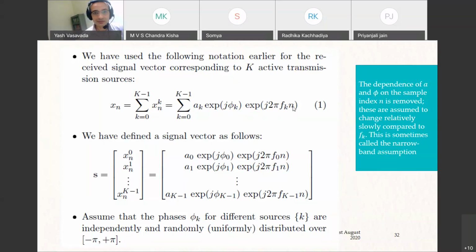If I make n very large, if I change n from 0 to some very large number, then yes, if I'm collecting a lot of samples, instead of collecting maybe 50 or 100 samples, if I start collecting 1,000 or 10,000 samples, then obviously A's and phase will exhibit variation. But if I am looking at only 10 to 15 samples, then this narrowband assumption applies. So we are going to move along with what is known as the narrowband assumption.